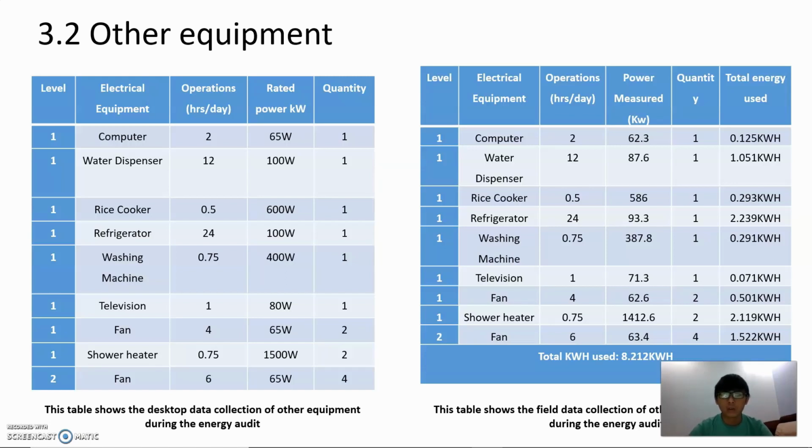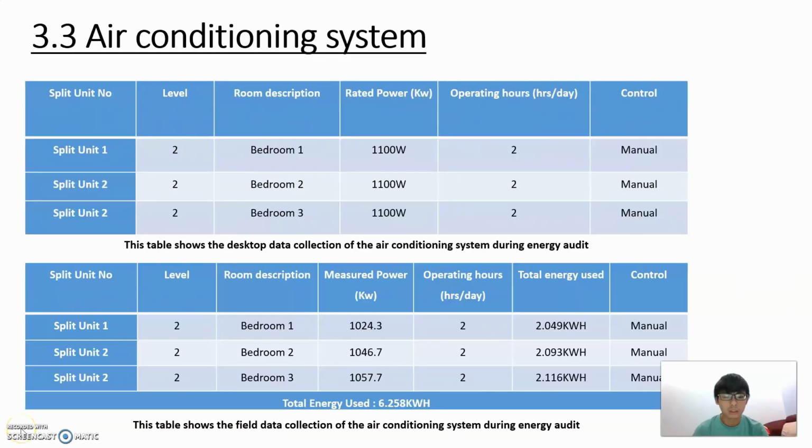Okay, so the total kilowatt hour used for all these equipments is 8.212 kilowatt hour. Next is the air conditioning system. There are 3 aircon in level 2 which are in bedroom 1, bedroom 2 and bedroom 3. All the aircon have the same rated power which is 1.1 kilowatt, while the power measured is around 1024.3 watts, 1046.7 watts and 1057.7 watts.